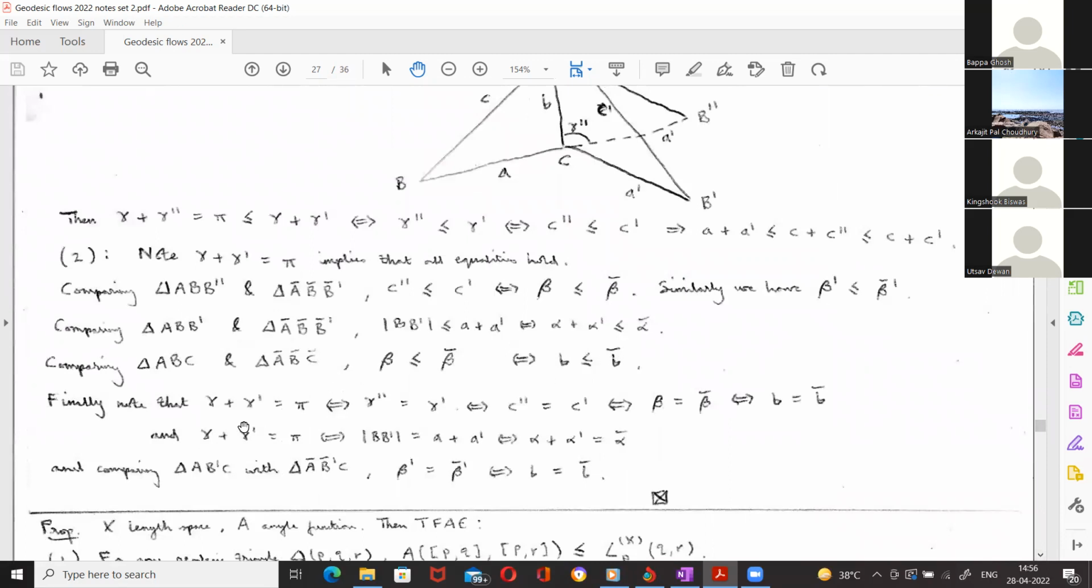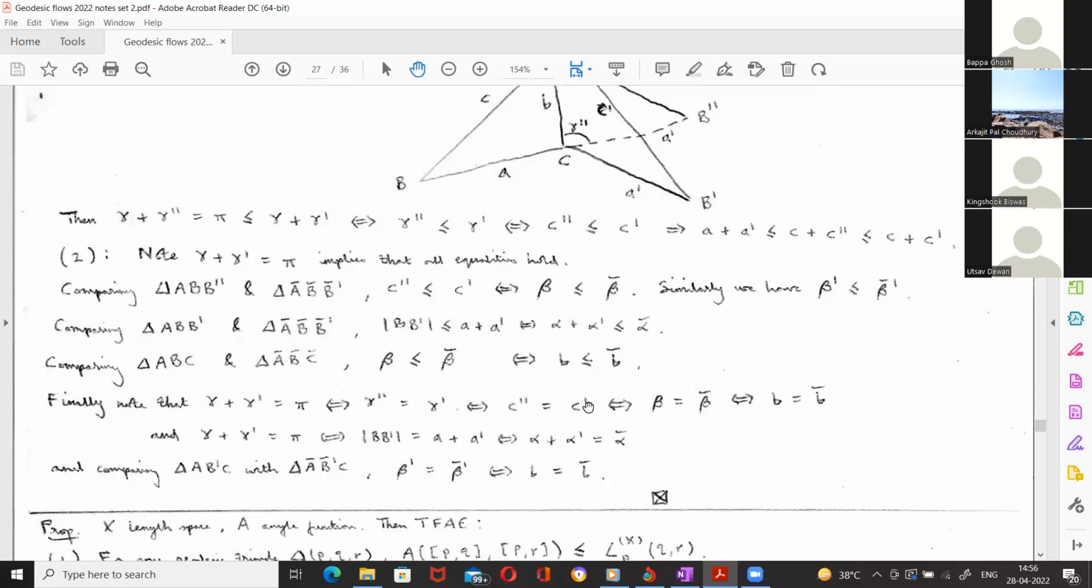Okay, so finally note what happens in the case of equality. All of these inequalities, when they're equalities, are all equivalent to each other. To see that, note that gamma plus gamma prime is equal to pi if and only if gamma double prime is equal to gamma prime. Here's gamma double prime and here's gamma prime. And this we saw is if and only if C double prime is equal to C prime. This is C double prime and this is C prime.